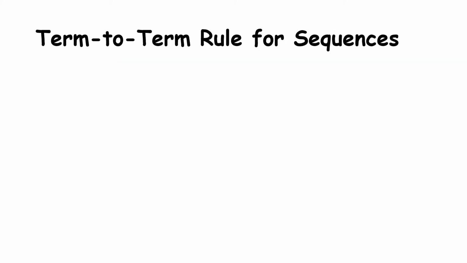So let's talk about the term-to-term rule for sequences. If I was to ask you to write a linear or an arithmetic sequence, I need to give you two pieces of information. I would need to tell you what the rule is. So what do you need to do to get from one term to the other? We call that our difference. And the other thing I'd need to tell you is where to start.